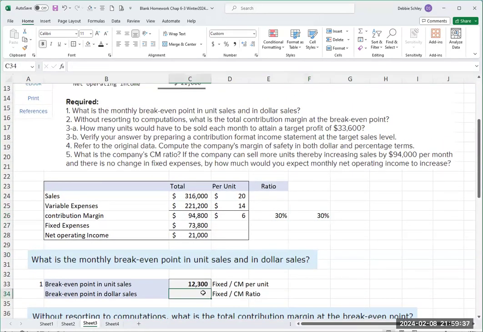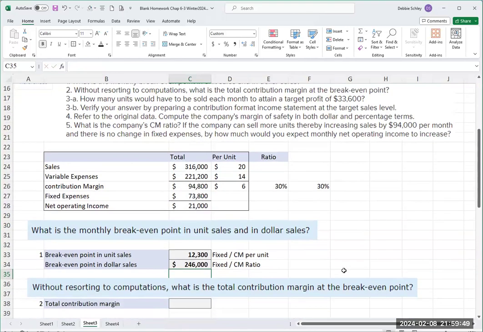Okay, so I need to take my fixed expenses and divide that by my contribution margin ratio because I'm getting break-even point in dollar sales. And just remember, break-even point means your net operating income is zero, right? So for net operating income to be zero, then your contribution margin is just enough to cover fixed expenses. So that's why we're dividing fixed expenses to find out break-even points.